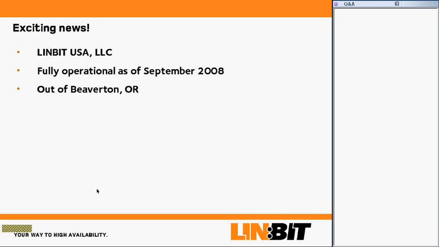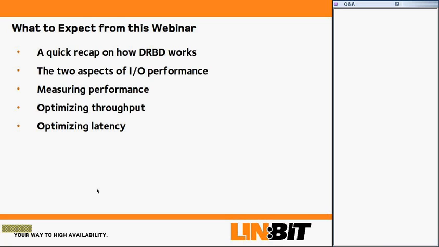So what we're going to be doing here is giving you a quick recap on how DRBD actually works and what it means in terms of performance aspects. We're going to be talking about the two aspects of I/O performance, namely throughput and latency, and we're going to show you what the differences between those are and how to find them out. We're going to show you some very nice and handy micro benchmarks that you can utilize on your systems in order to measure DRBD performance very reliably and very easily. And of course, we're going to give you some hints and tips for optimizing throughput and optimizing latency for your DRBD setup and for your high availability application.